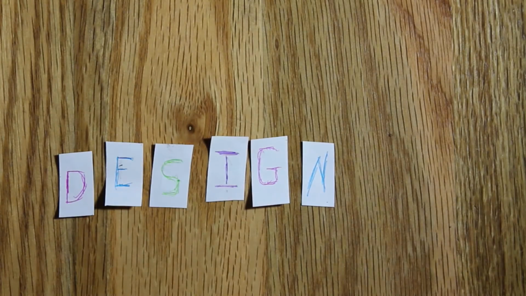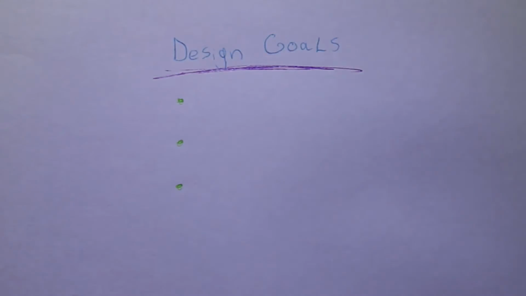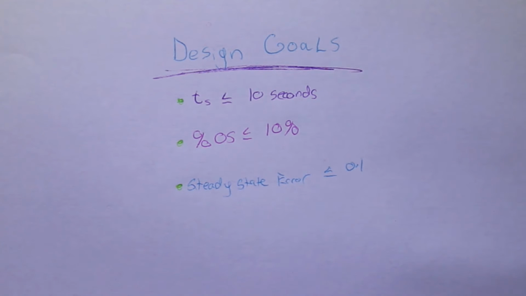How the system was designed. In order to create a stable signal, we decided to implement a PD controller, as this will give us the zero necessary to make our system stable. We determined that a settling time of 10 seconds or less, a percent overshoot of 10% or less, and a steady state error of less than 0.1 were both feasible and reasonable.